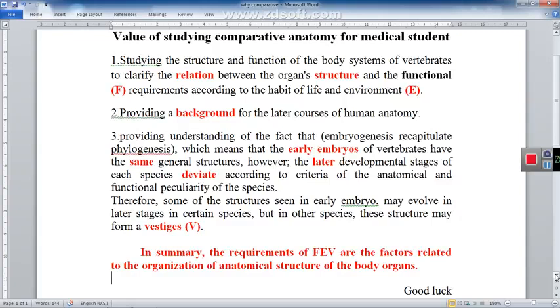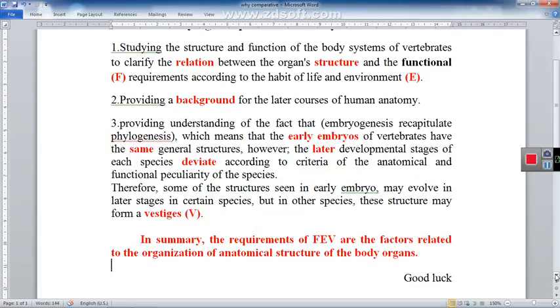So in summary, the requirements of function, the environment, and formation of vestiges are the factors that are related to organization of the anatomical structure of the body organs. Then these requirements will result in modification of the developing embryo from the earlier stage in which all the vertebrates are the same to a specific organ growth or degeneration in later stages of development according to the species.